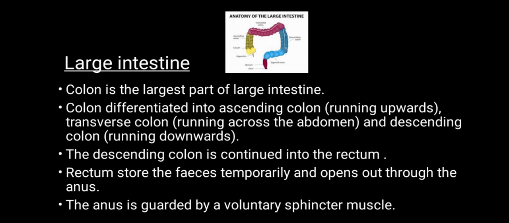Dear children, in this module, we learnt about the structure of the small intestine and large intestine. The small intestine consists of the duodenum, jejunum, and ileum. The large intestine consists of again three parts: the cecum, colon, and the rectum. The rectum opens out through the opening called the anus, which is protected by a ring-shaped sphincter muscle.